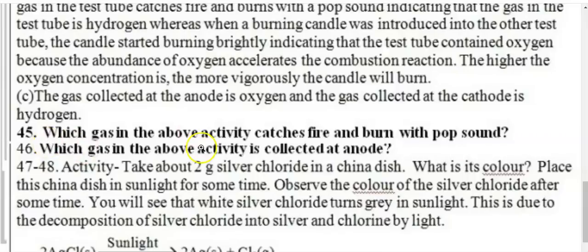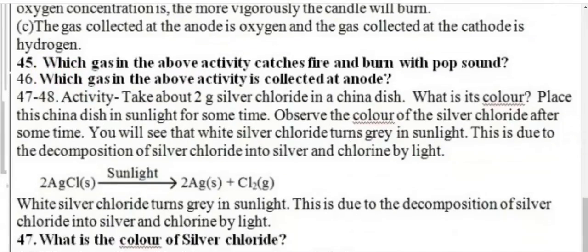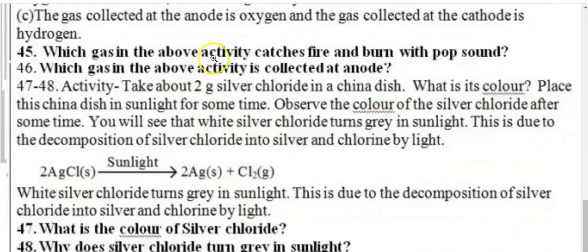Why does it take place? This you will study in your next class, that is 11th or 12th class. Which gas in the above activity catches fire and burns with a pop sound? Well, just discussed, hydrogen. Which gas in the above activity is collected at the anode? Well, just seen, oxygen. 47, 48, activity. Take about 2 grams silver chloride in a china dish. What is its color?